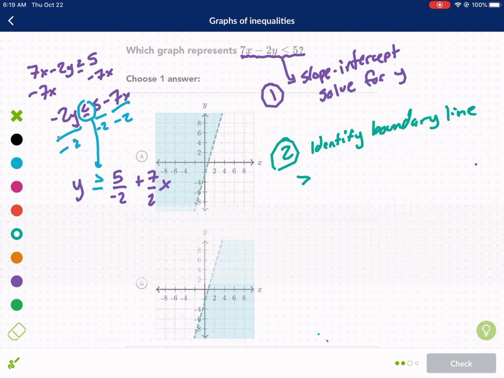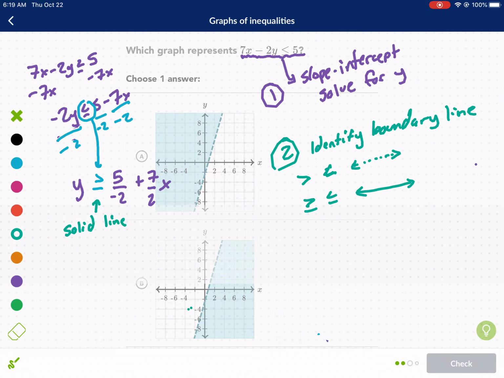If it's less than or greater than, we are going to use a dotted line. That means it cannot be equal to the values that are on the line. If it's greater than or equal to or less than or equal to, we're going to use a solid line because it can be equal to those values. So fairly simple there. So if we're looking at our guy for step 2, we see that he is going to be a solid line.